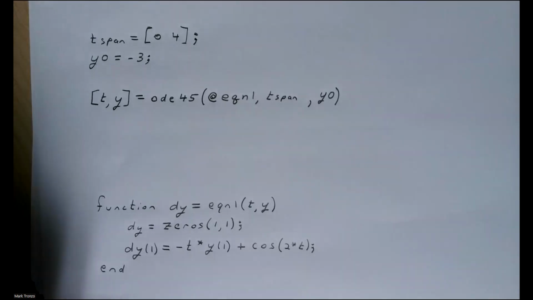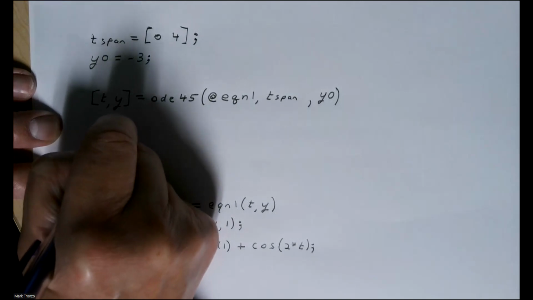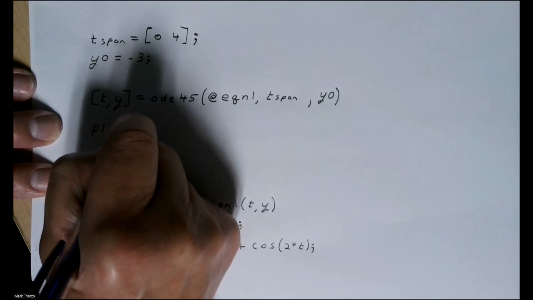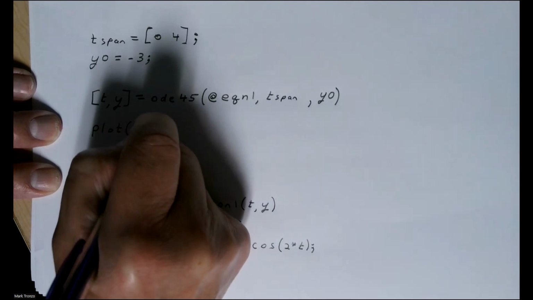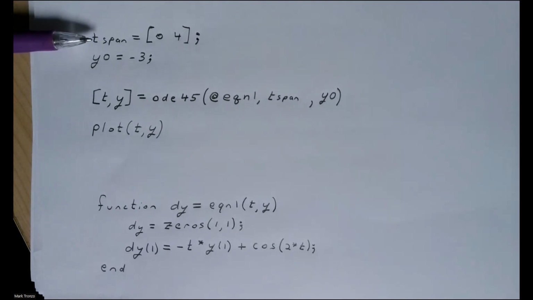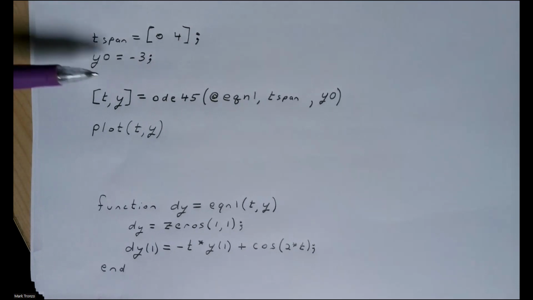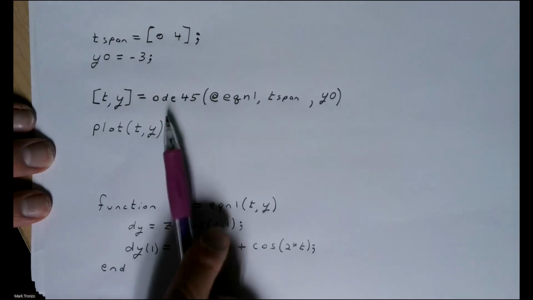Now, believe it or not, we're almost there. The final part is to plot it. So right after here, plot t, y. And that's all we need to solve our differential equation using the solver in MATLAB. So let's go through this. We're assigning a time span, 0 to 4 seconds, and an initial condition, -3. We're going to call our solver.